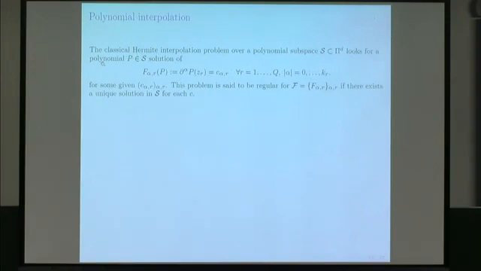So, some definitions and notions from Hermite interpolation, polynomial interpolation. The classical Hermite interpolation problem over a polynomial subspace S in Π_d, where Π_d denotes polynomials in dimension d, looks for a polynomial p in S which is the solution of these equations: the derivative of your polynomial evaluated at a particular point is equal to a given value, c_{αr}, for all derivatives up to order k_r.